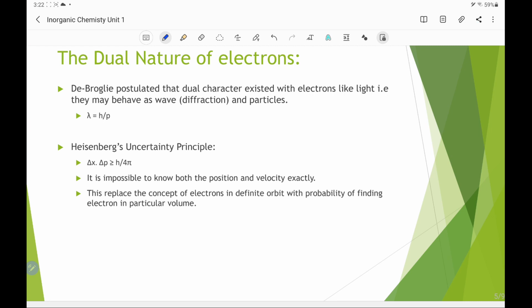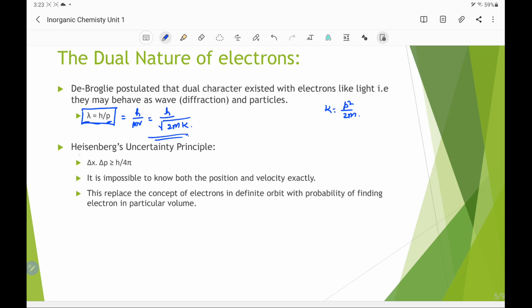De Broglie postulated that a dual character existed with electrons like light, that is, they may behave as wave and particle. For a moving electron, there will be a wave associated with the electron, related by this: p has the particle nature and lambda has the wave nature. These two are related by the relation lambda equal to h by p. It can be written as h by mass into velocity, and because kinetic energy equals p squared by 2m, we can write it as h by root 2mK.